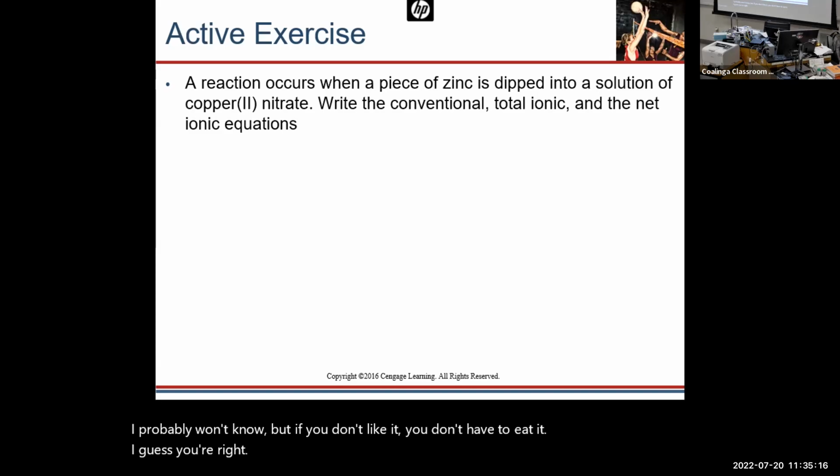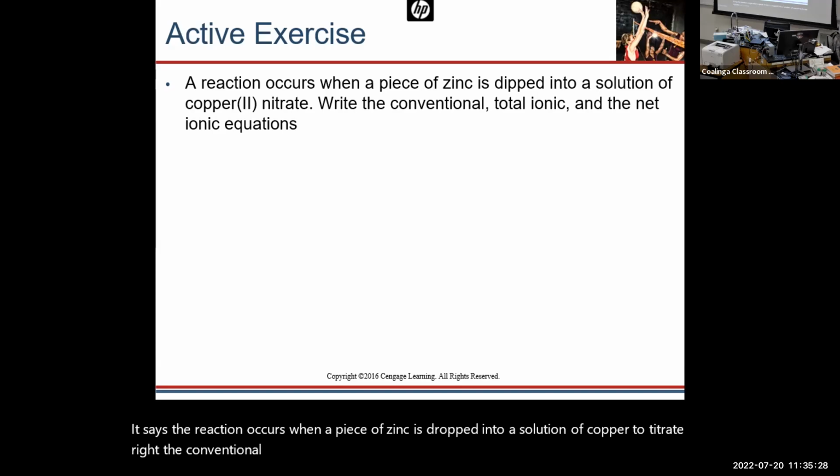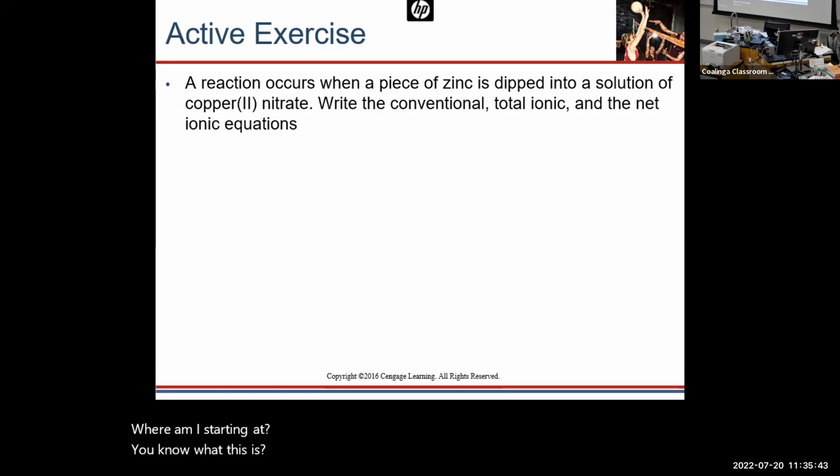Okay, so it says the reaction occurs when a piece of zinc is dropped into a solution of copper nitrate. Write the balanced equation, the total ionic, and the net ionic equation. And then tell me which is oxidized and which is reduced. If it's dipped, it's solid, and it's reacting with copper nitrate.